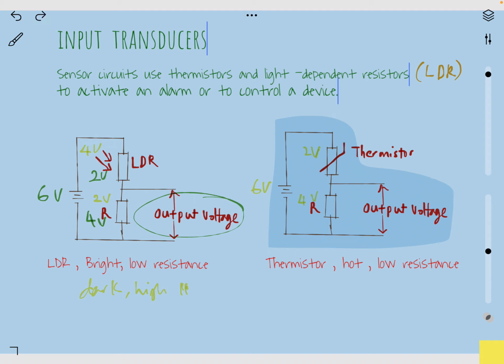This is only an example, not necessarily 4 and 2, it can be any numbers, because the thermistor changes its resistance according to temperature. I just give you the numbers 4 and 2 only as an example, because 4 plus 2 becomes 6, to make it easy for me to explain to you. But I just want to show you how the output voltage will change depending on temperature for this circuit, and how the output voltage changes depending on the LDR for this circuit.